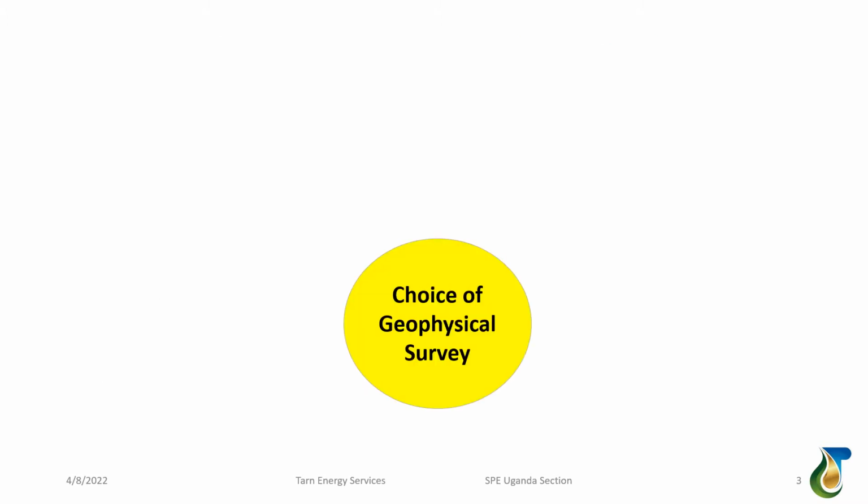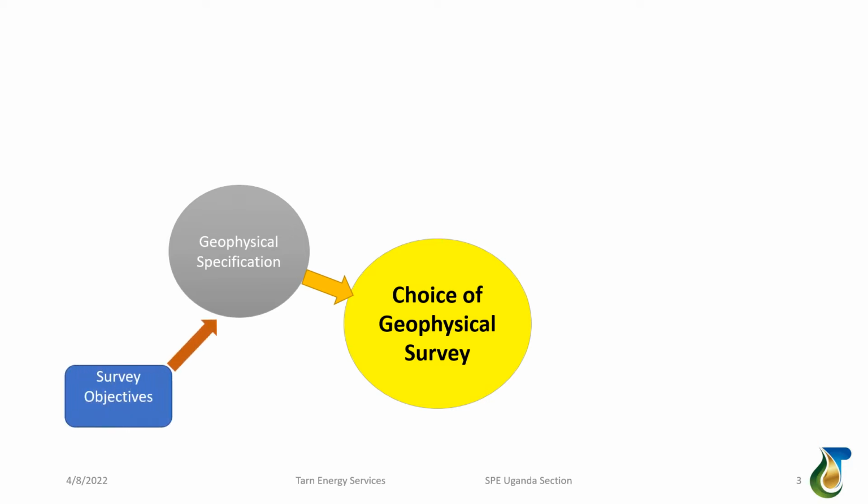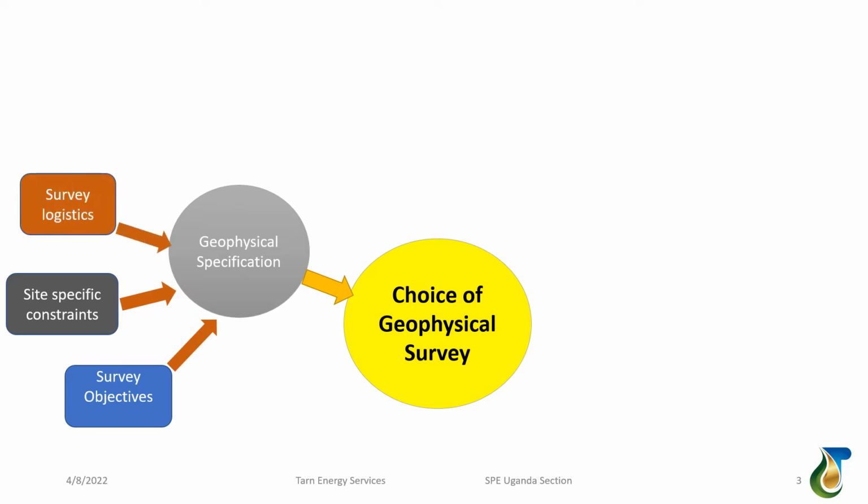So when you are going to choose a geophysical survey, there are a number of things you have to look at. One, you have to look at the geophysical specifications. These include the survey objectives: what is your intended purpose of carrying out the geophysical survey? Then site-specific constraints. Look at the terrain. Look at the population density, because that is also very important. Look at whether it's an ecologically sensitive area, if it's around the site, and all that from the environmental management authorities.